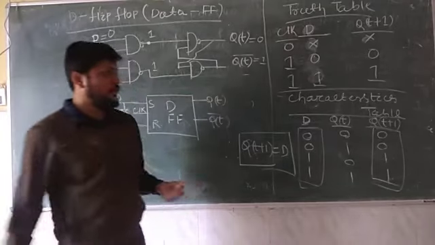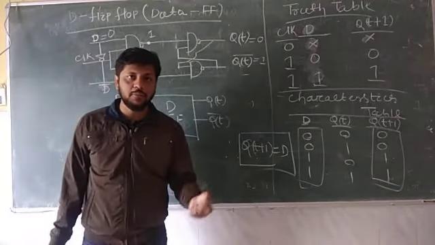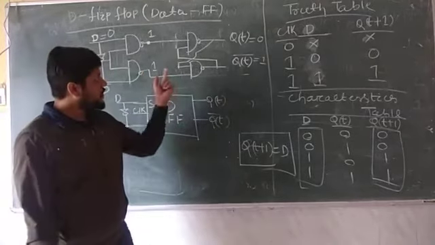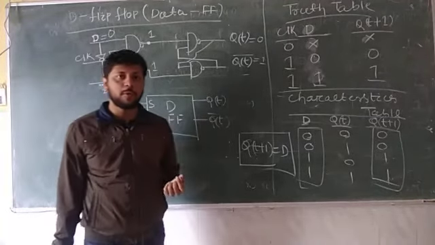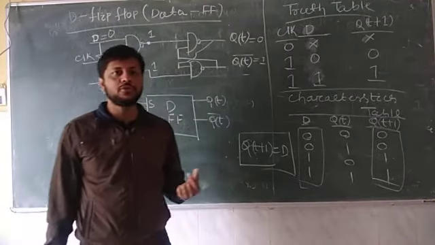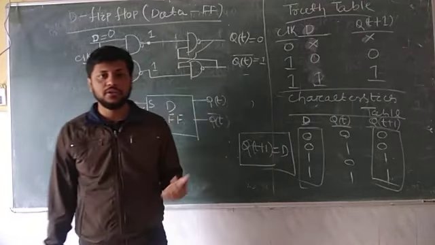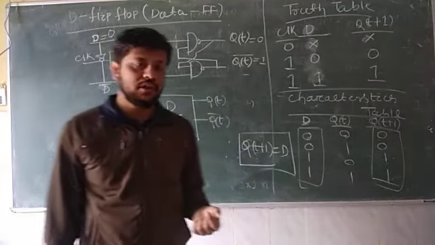Always remember, this flip flop produces the exact input after some delay. That's why this flip flop is also known as data flip flop or delay flip flop, because after some delay it will produce the same data. So QT plus 1 is equal to D is the characteristic equation.